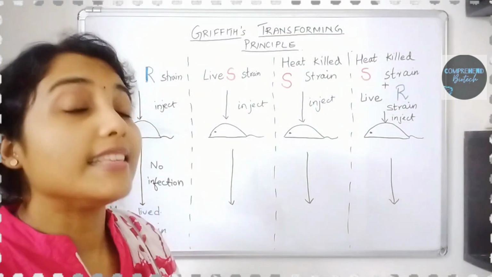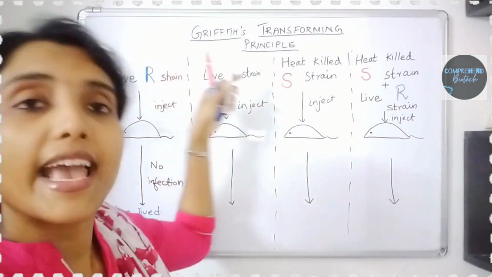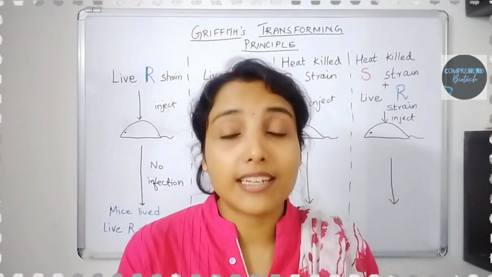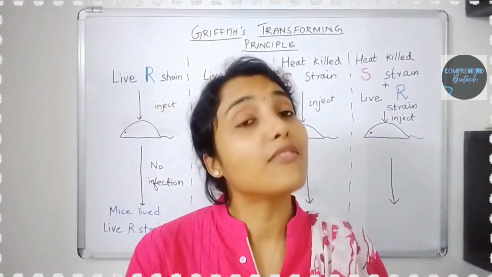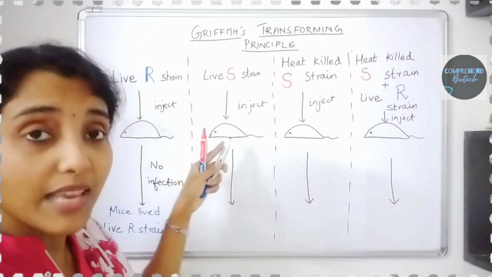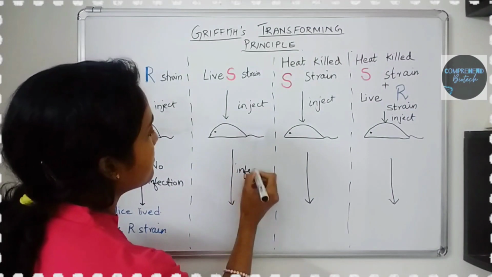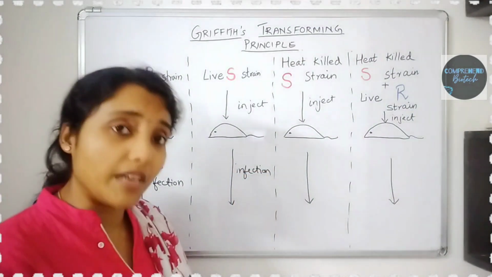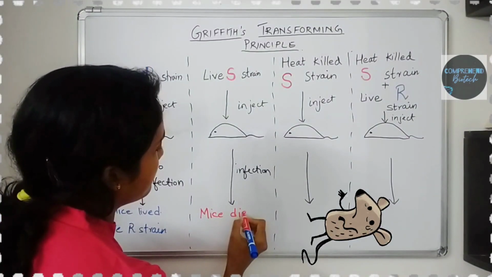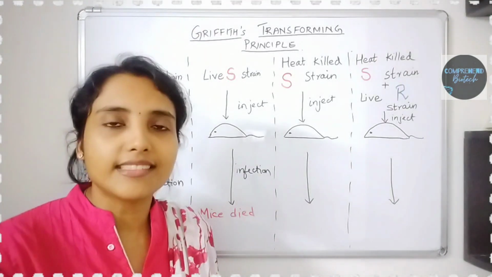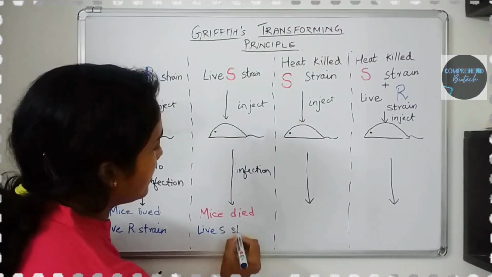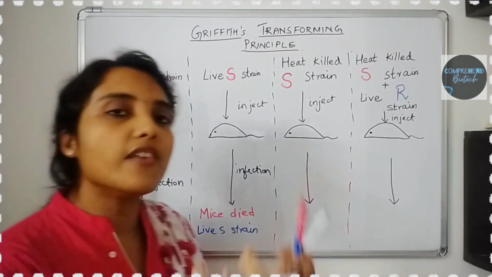What was the second set of experiment? In the second set, he selected the live S strain. Now the S strain is the smooth strain, and it has a polysaccharide coat and it is virulent. That means it can cause pneumonia. Again, Griffith being an intelligent person, what did he find? As soon as he injected the live S strain into the healthy mice, it developed infection. That means it got pneumonia, and the poor mice died. And on further analysis, he found that there was live S strain in this mice, right? He could recover live S strain.